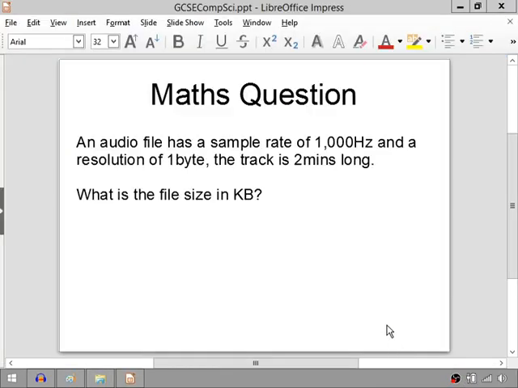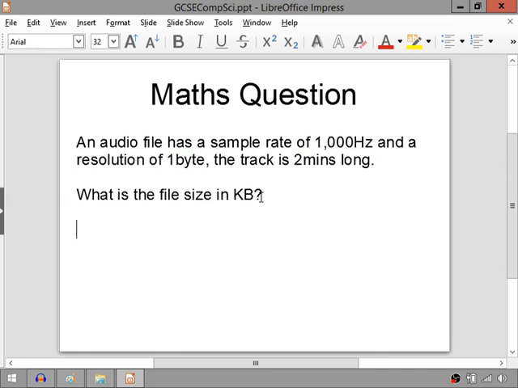Okay, so that's all of the theory that you need to remember completely finished. The other type of question they could ask you about to do with this topic is a maths question. So they'll give you a context of an audio file. So in this example, we have an audio file that has a sample rate of 1,000 times per second, a resolution of 1 byte, and the track is 2 minutes long. What is the total file size in kilobytes?